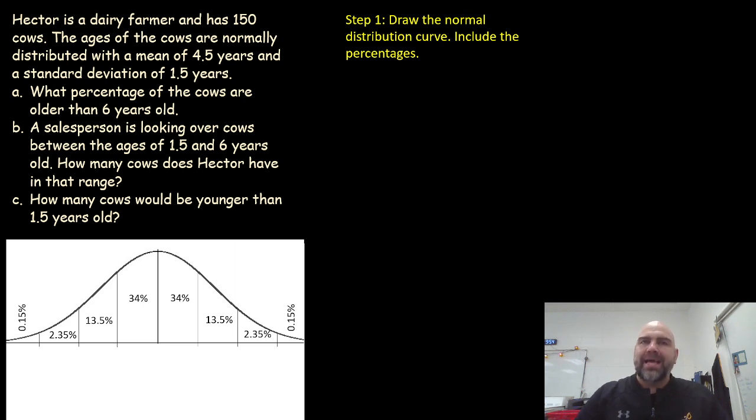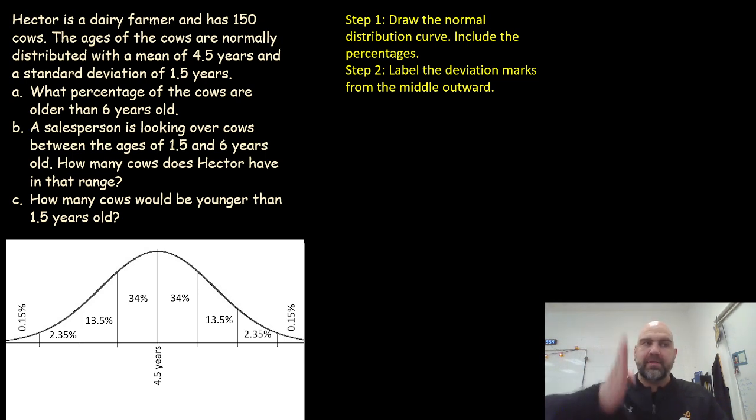We need to put our data points on each one of these pieces. So step 2 is labeling the deviation marks from the middle outward. The middle is our mean, and that's 4.5 years. Whatever our mean is, we put that on the middle mark, and that's going to be the reference we start off with. Then let's go up. Let's add a standard deviation to each one of those, and we're going to get 6 years, 7.5, and 9. These are all going up by 1.5 years in each case. Same thing on the way down, but now we subtract, so we get 3, 1.5, and 0.